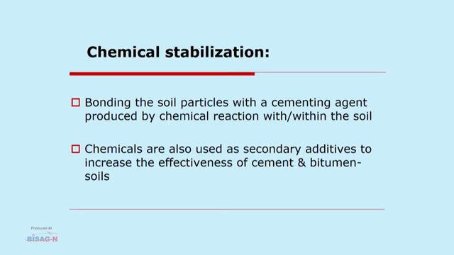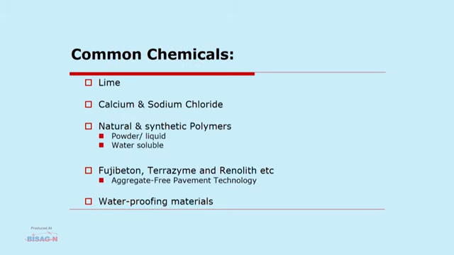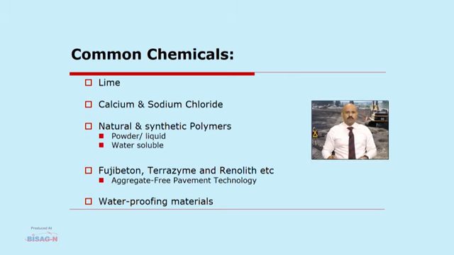Chemical stabilization is the third method in soil stabilization, which is under the subheading of ground improvement techniques. In chemical stabilization, there is bonding of soil particles with a cementing agent produced by chemical reaction with or within the soil. Chemicals are also used as a secondary additive to increase the effectiveness of cement and bitumen. Common chemicals used are lime, calcium and sodium chloride. These are the common chemicals used in soil densification. Natural and synthetic polymers, powder or liquid, water soluble.